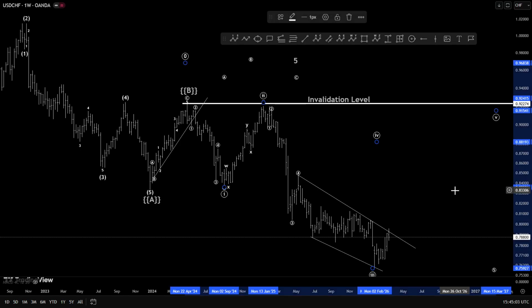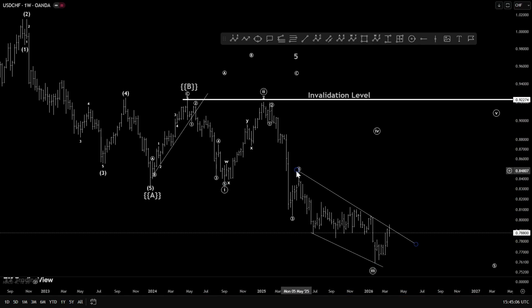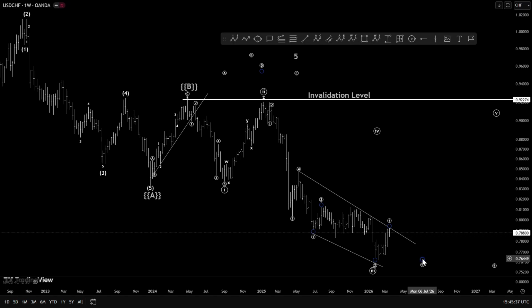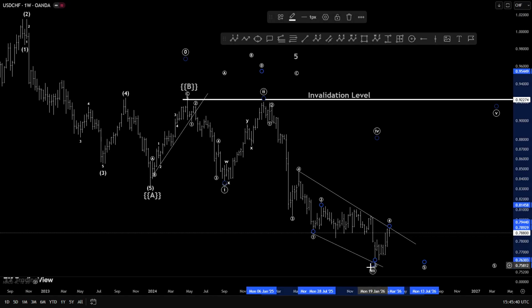Let's give it its own level. After wave 3, this is wave 4, a collective structure, and we have an ending diagonal in this range: 1, 2, the range y. This is 3, we have a collective structure 4, and we are going 5 now. We are going 5.